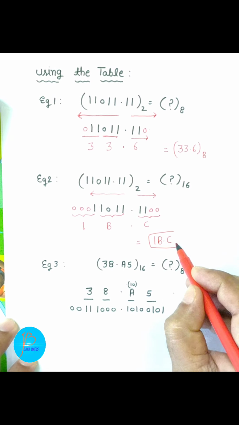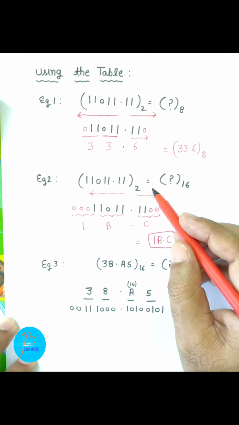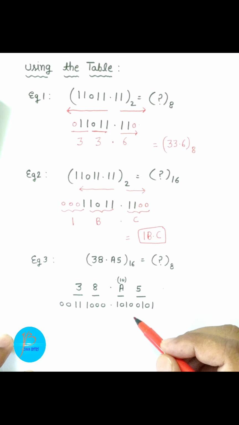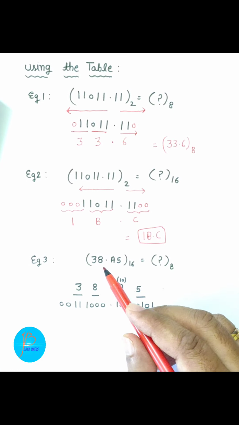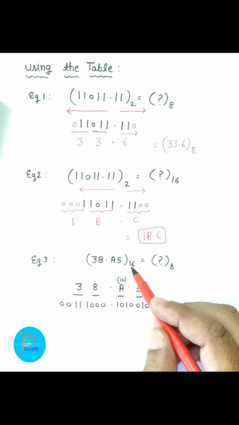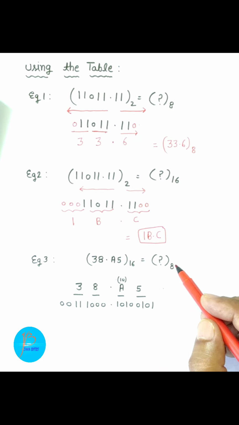It is your answer, the hexa equivalent of the given binary fractional number. Children, in the same way we can see one more problem here. A hexa number is given, 38.8A5, on base 16, and we have to find its octal equivalent.